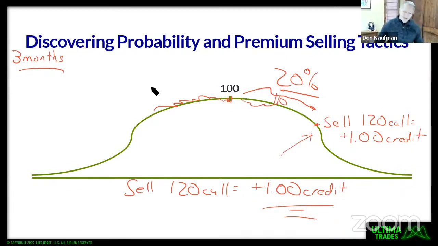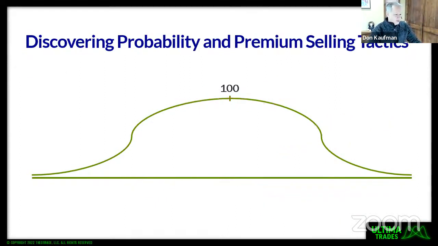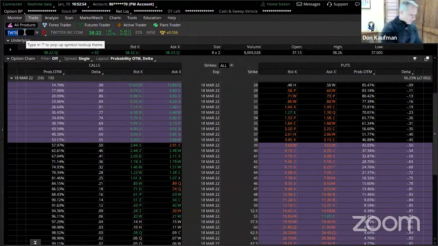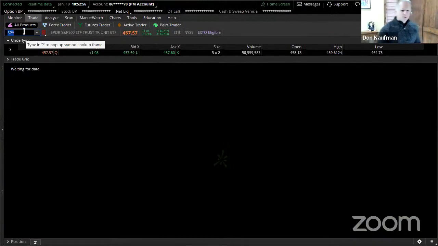Way out of the money stuff, 20% out of the money, 3 months out. Now, why are we doing it? Why are we so far out in time? Why is this working? Okay. Now let's show you in context of the real market. We're going to go into the spiders.